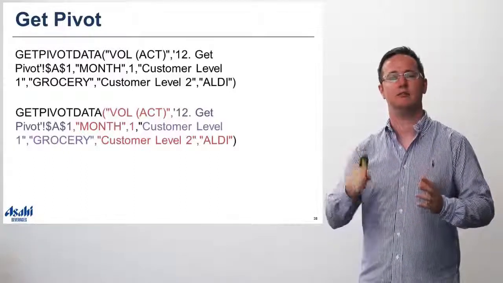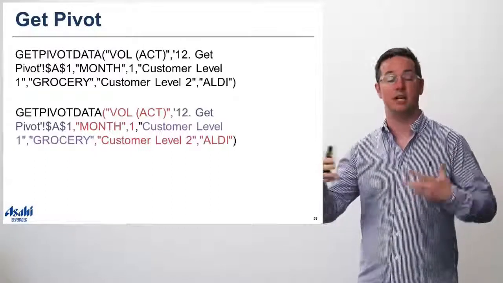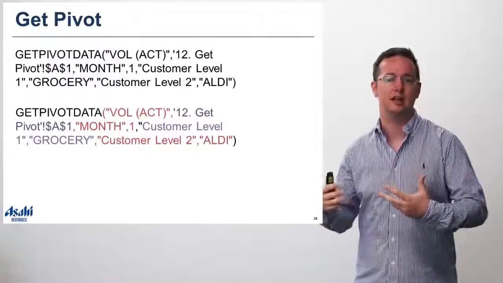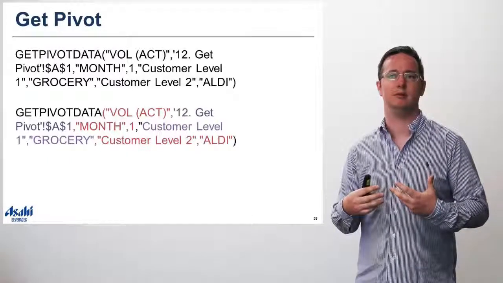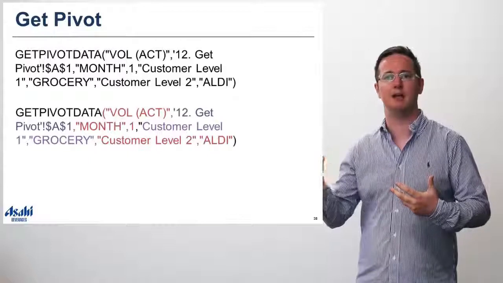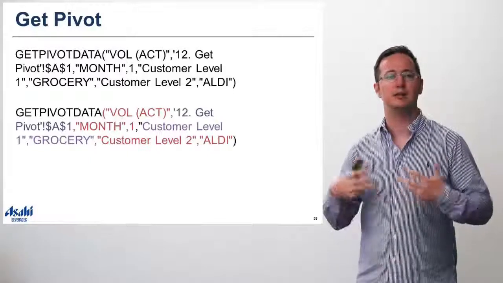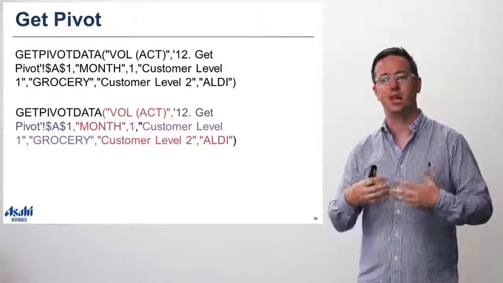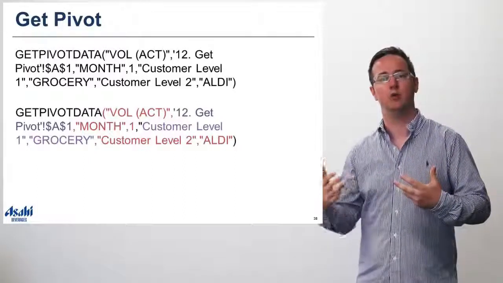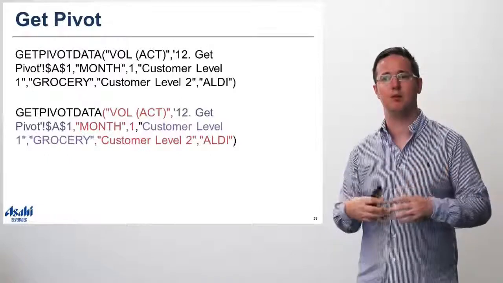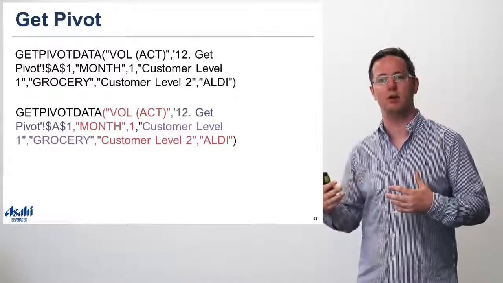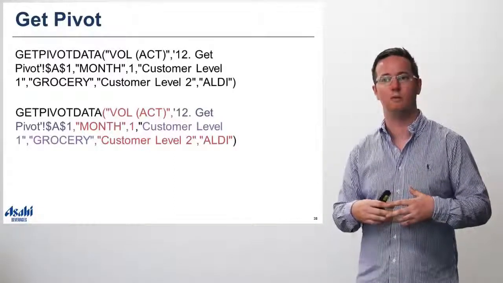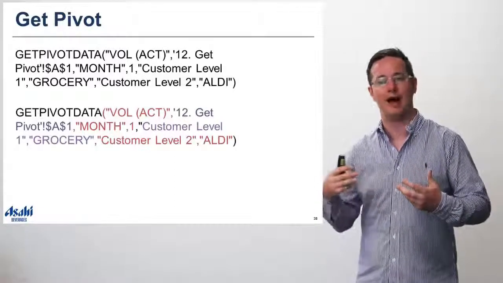First up you can see get pivot data. That's the actual formula. Then you've got volume actuals, the measure that we're talking about in the pivot table. And we've got A1, the location of the pivot table that we're extracting from. And we've got month 1, the value for the month that we're pulling from. Then we've got customer level 1 and grocery, so grocery belongs to customer level 1. Then customer level 2, we've got Aldi.